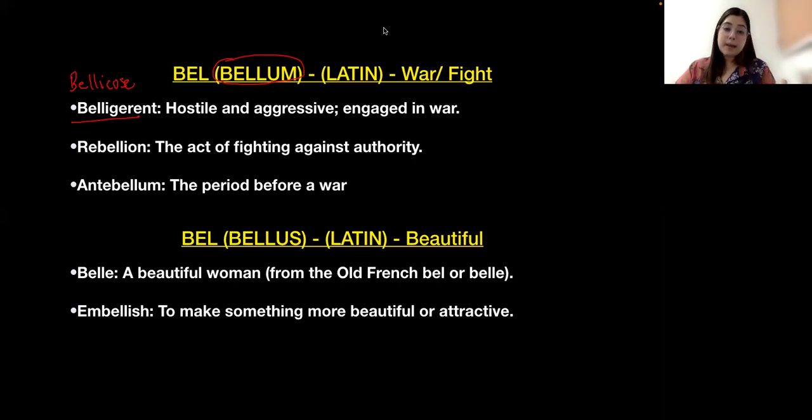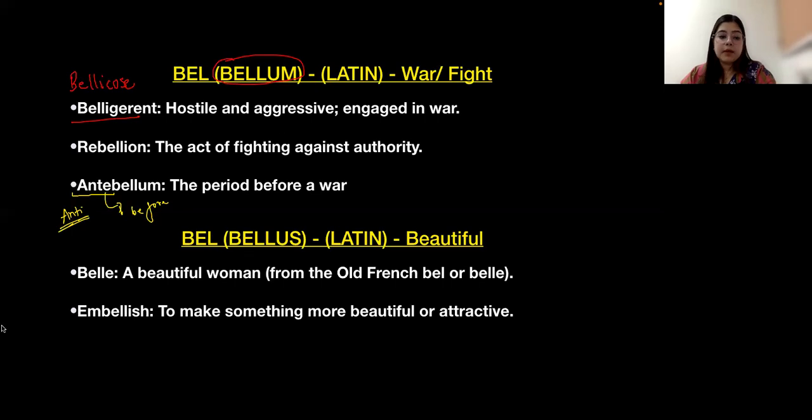Antebellum. Now here, sometimes we see that one word is made up of more than one root word. So this is one such word. Anti is a root word in itself. Please note the difference between anti and ante. Anti is also a root word. It means to contradict something, opposite of something. Ante means before. And bellum, war. So antebellum is a specific period of time before war.